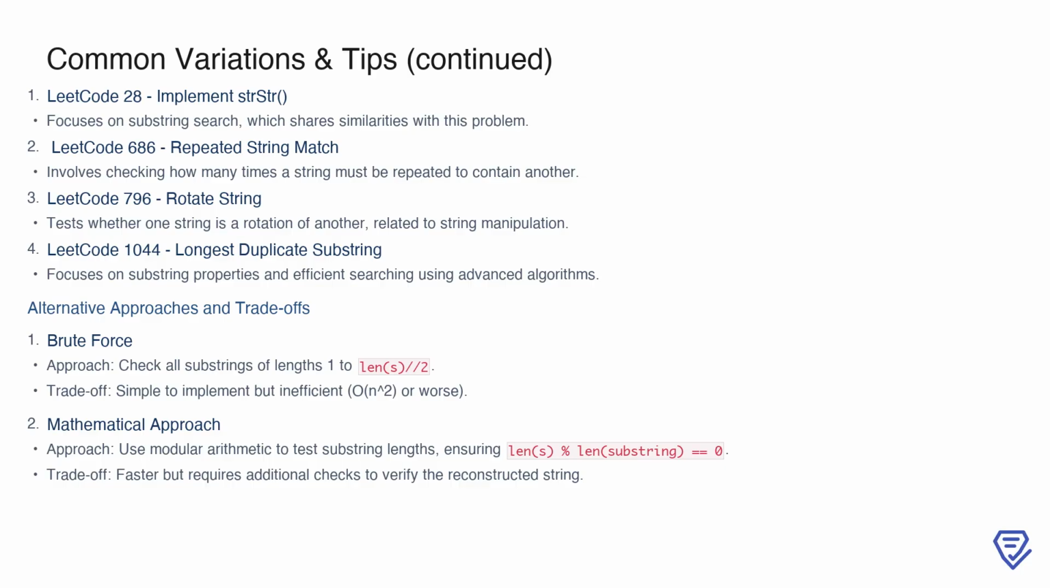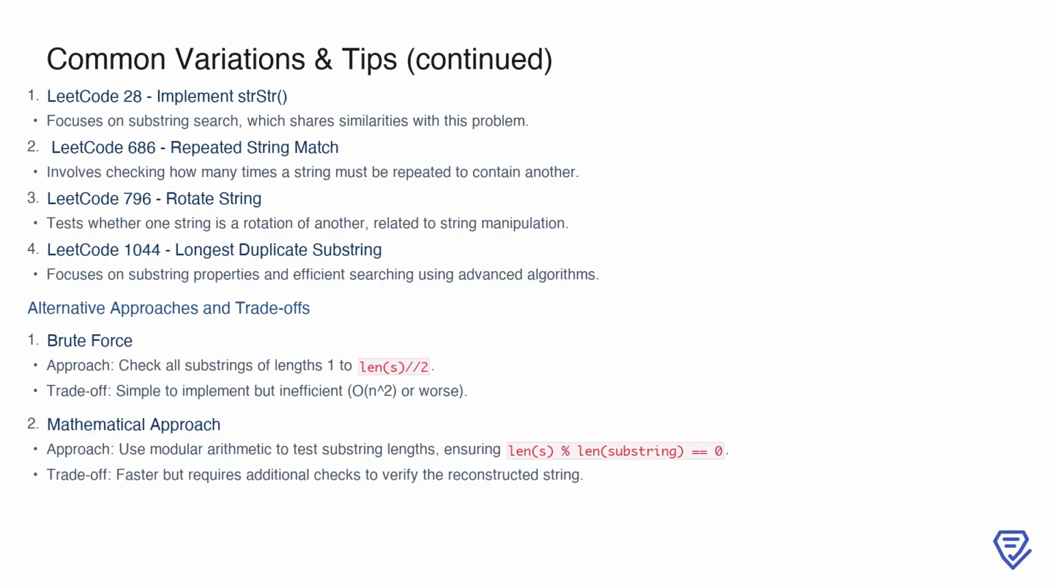For example, LeetCode 28, Implement strstr, focuses on substring search and shares similarities in its foundational concepts. LeetCode 686, Repeated String Match, involves determining how many times a string must be repeated to contain another string, which is another variation involving repetition. LeetCode 796, Rotate String, tests whether one string is a rotation of another, highlighting advanced string manipulation techniques. Finally, LeetCode 1044, Longest Duplicate Substring, delves into efficient substring searching using advanced algorithms like suffix arrays. Exploring these related problems can deepen your understanding of string operations.